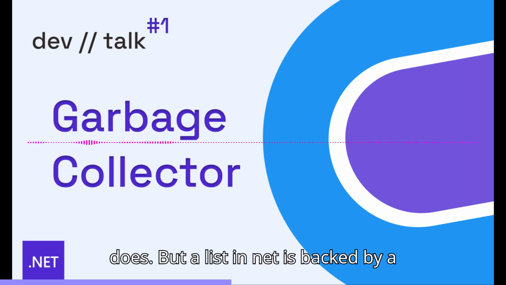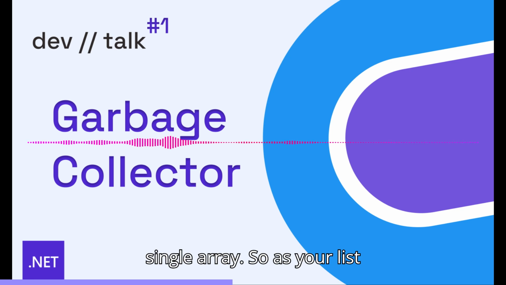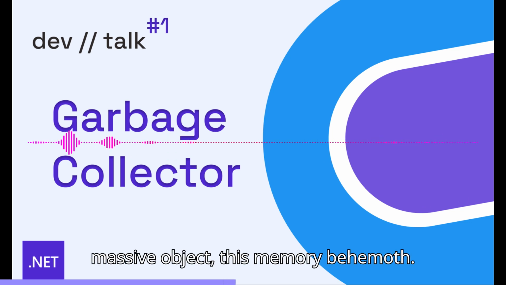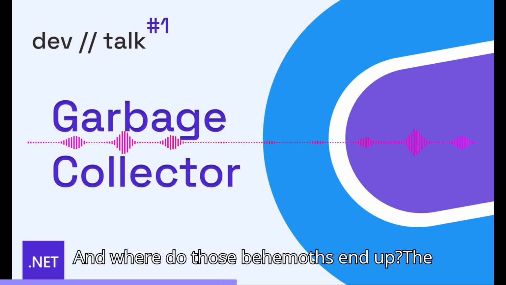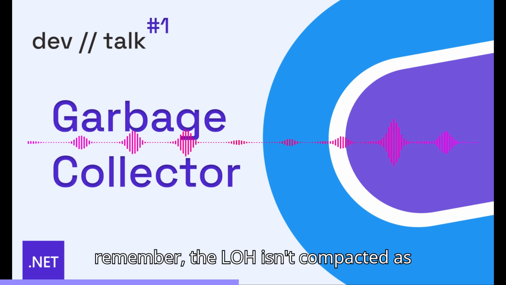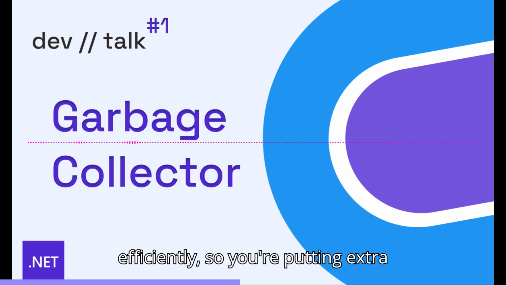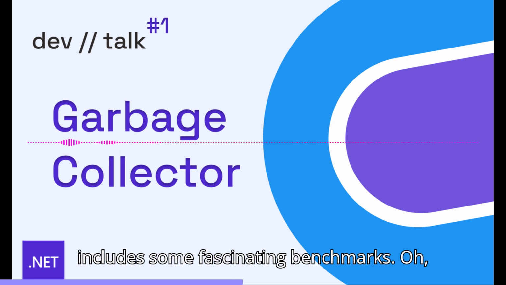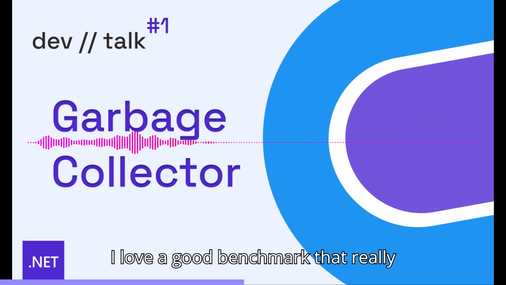It does, but a list in .NET is backed by a single array. So as your list grows and grows, that array becomes this massive object, this memory behemoth. And where do those behemoths end up? The LOH, exactly. That's worse. And remember, the LOH isn't compacted as efficiently, so you're putting extra pressure on the garbage collector. Now, the source material we've looked at includes some fascinating benchmarks. Oh, I love a good benchmark.